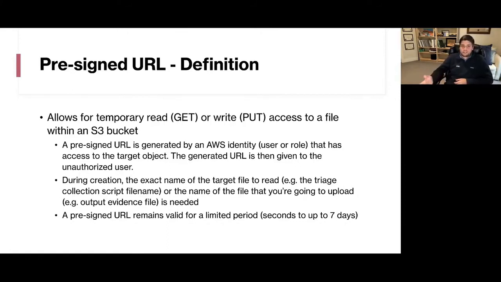When you create the pre-signed URL, you need to know the exact name of the target file that you want to read or write, right? That's one part of it. And you also need to specify the S3 bucket that you're going to read or write from or to. So target name, S3 bucket, method, which we specified above, is it a GET request or is it a PUT request? And lastly, at the bottom, you need to set an expiry time.